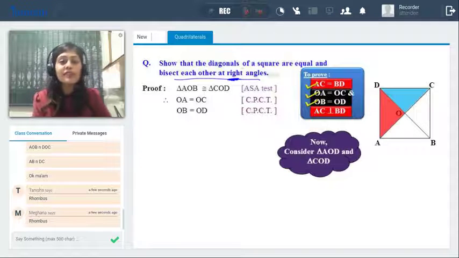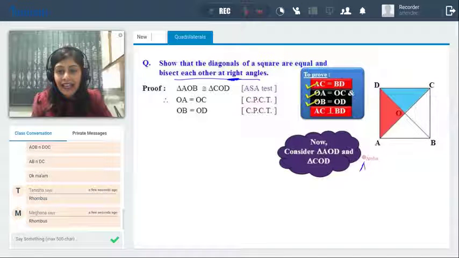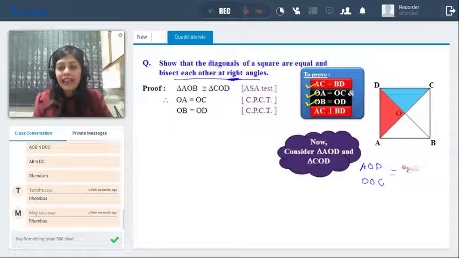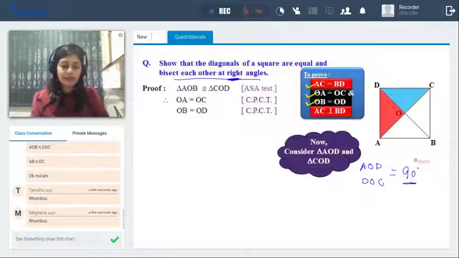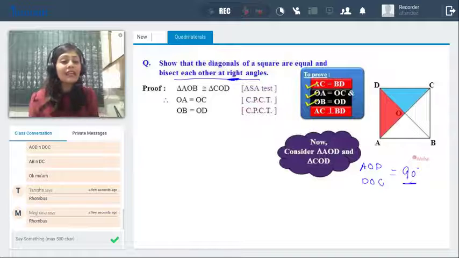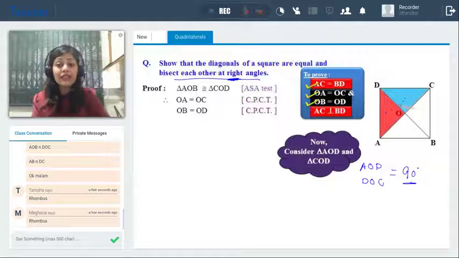So now let's quickly move towards how we are going to prove that AC and BD are perpendicular to each other. So students, like I said, for AC and BD to be perpendicular to each other, we need angle AOD and angle DOC each to be 90 degrees. Yes, perpendicular lines means we have an angle of 90 degrees between those lines. Now students, whenever you need a 90-degree angle as well, you need to prove two triangles congruent. But these two triangles should be adjacent triangles. Now, why do I say we need the two triangles congruent? And why should they be adjacent?